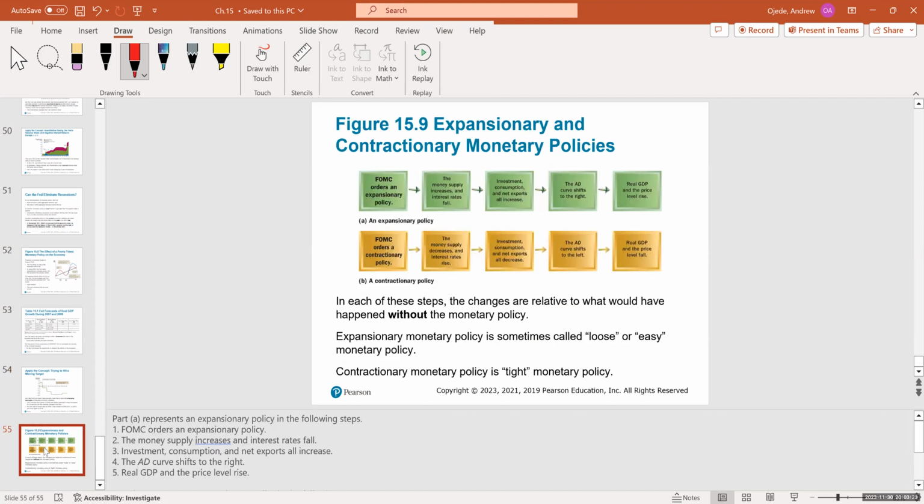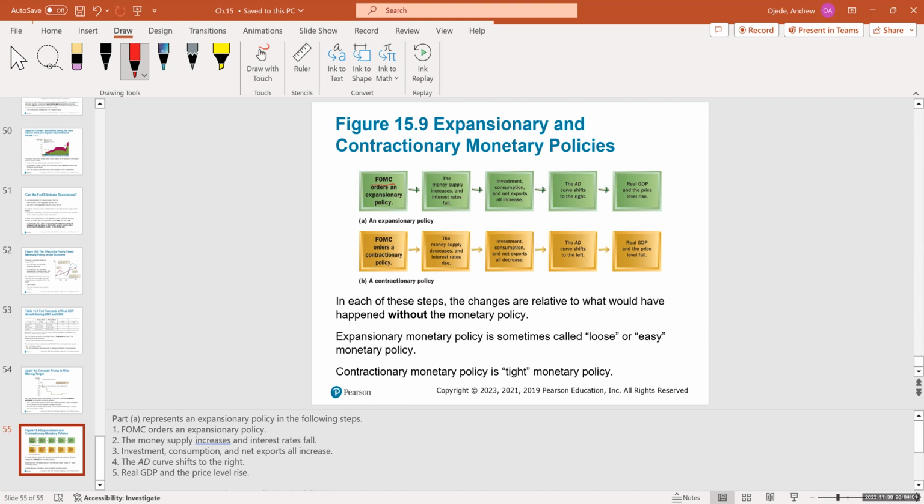So here's just the summary of what the Fed does. This is what we are calling the monetary transmission or propagation mechanism. For example, if the economy is weak, the goal of the Fed is to increase real GDP. So what the Fed is going to do, the Federal Open Market Committee, this very important committee I told you about in chapter 14, which meets about 8 times a year to decide whether or not to change interest rates, is going to order an expansionary policy if the economy is weak.